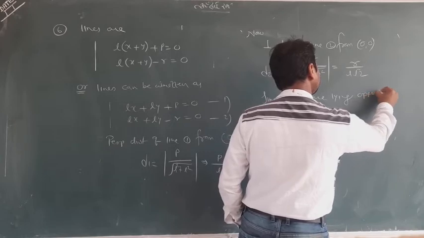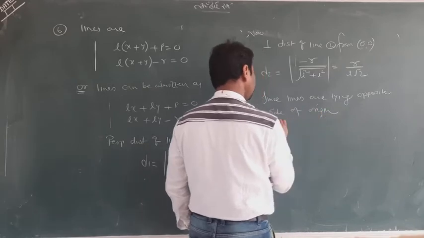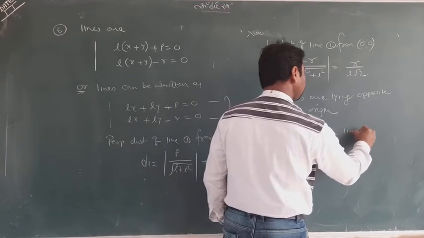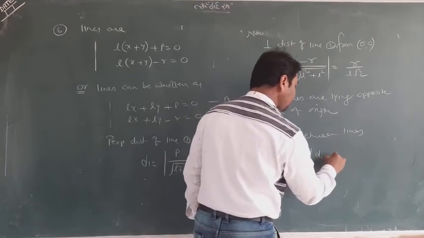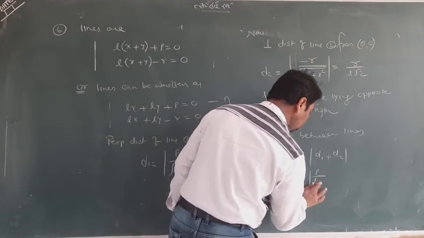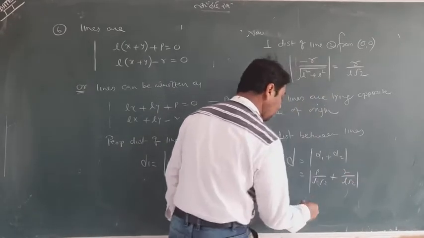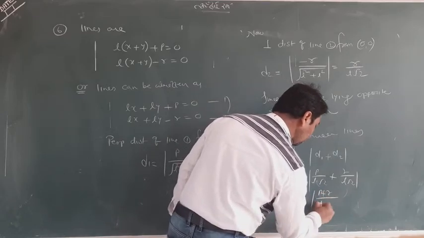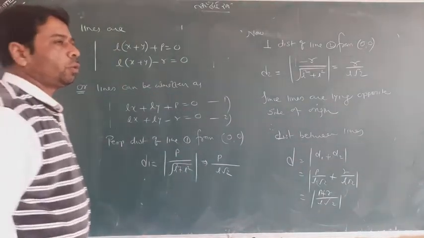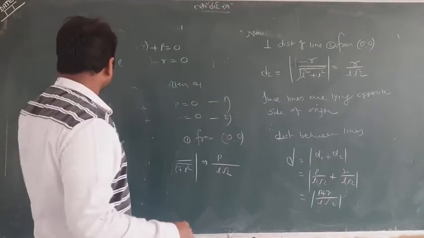So I'll write here, since lines are lying on the opposite side of the origin, then the distance between lines will be d, and the answer is given by d1 plus d2. The answer is given by p upon L root 2 plus r upon L root 2. So the last answer will be given by p plus r upon L root 2. So this is the answer. Symbolically, all the question was depending on it, no matter at all, the concept should be clear. So this was a way, again I have taught you.